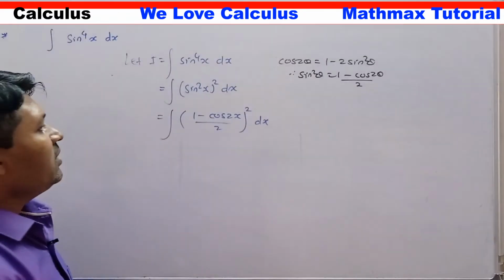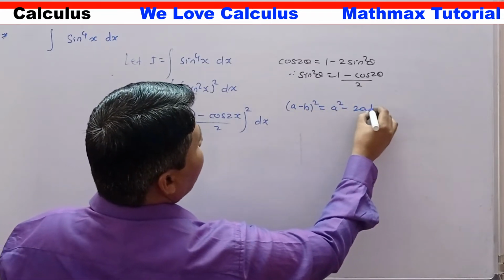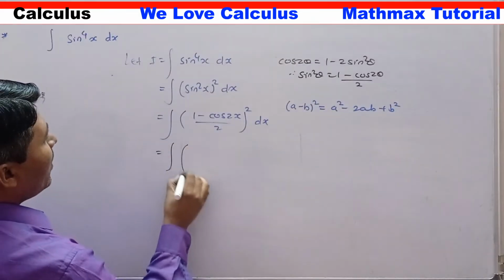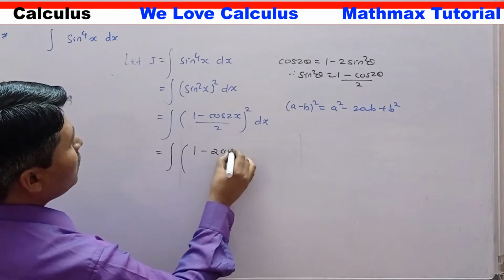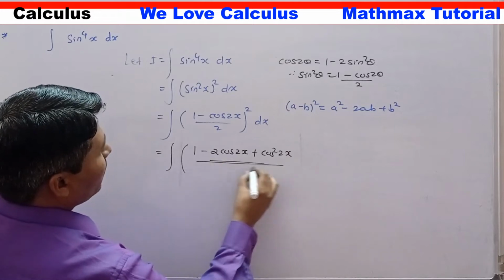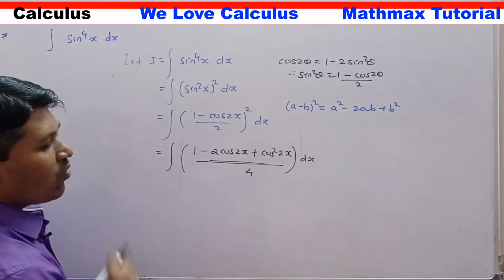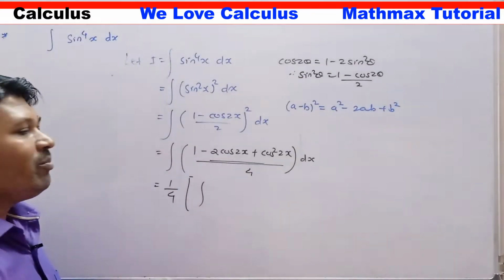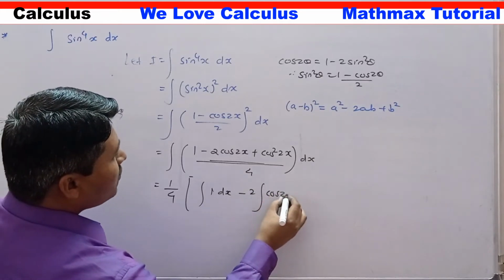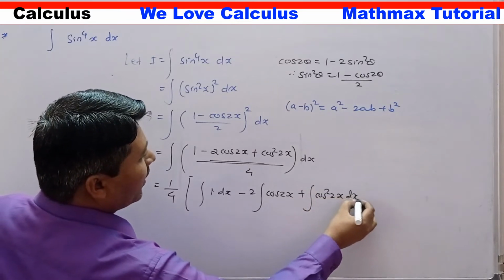This term is like (a minus b) whole square, which is equal to a square minus 2ab plus b square. Then the simplification becomes (1 minus 2 cos 2x plus cos square 2x) divided by 4 dx. Here 1 by 4 is a constant term, taken out separately: integration 1 dx minus 2 times integration cos 2x plus integration cos square 2x dx, bracket complete.